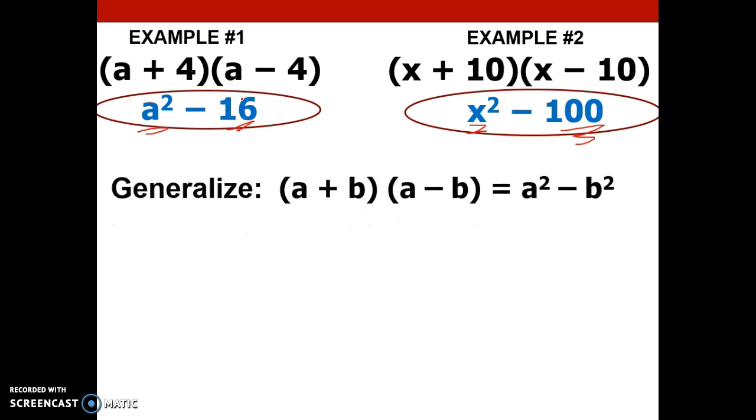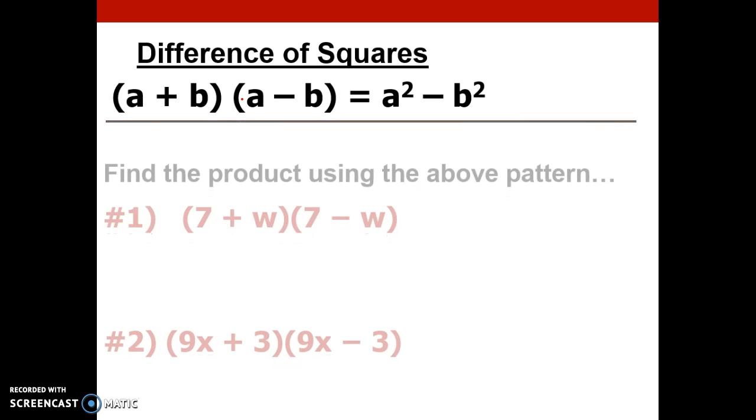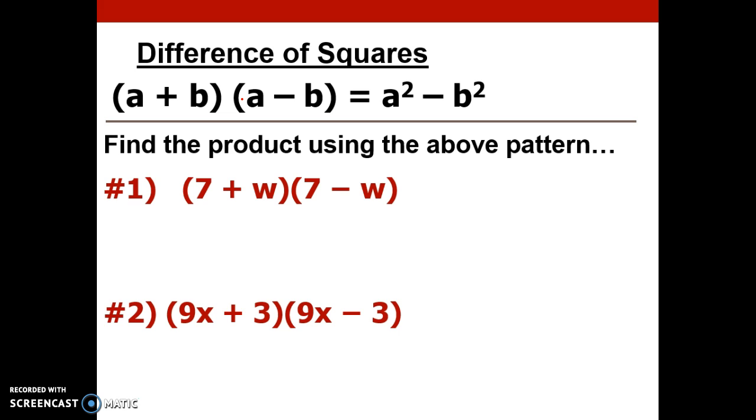When you have a plus b times a minus b, those middle terms will always disappear. And we would be left with just the first term squared minus the second term squared. The name: difference of squares. This one's very important to be able to recognize because later we're going to start talking about factoring and we're going to kind of want to do the reverse of this. Okay, go ahead and try to find the products with the above pattern. Again, remember that middle term disappears. You don't need to FOIL. Just try to use the pattern and see if you get the answer.